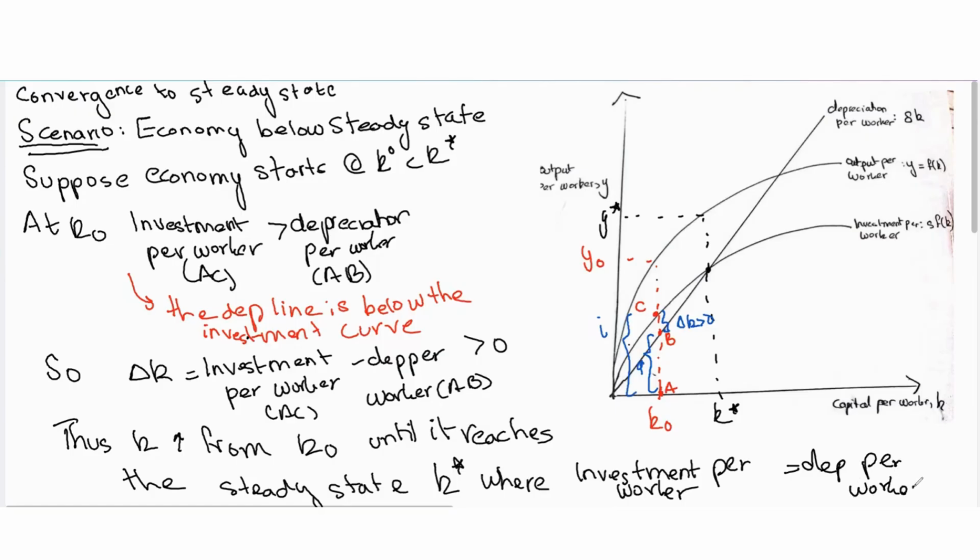Now we have talked about K, about how K would move. K is going to move from K naught to K star. Why is that? That's because if you start at a level of capital per worker below the steady state level, investment per worker will exceed depreciation per worker, change in capital per worker will be positive, and as a result, K will increase until you reach the steady state value. So now let's look at what happens to Y.